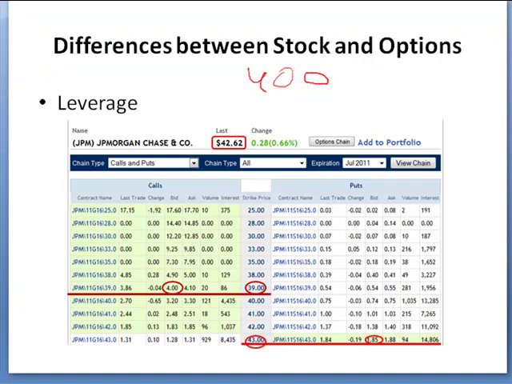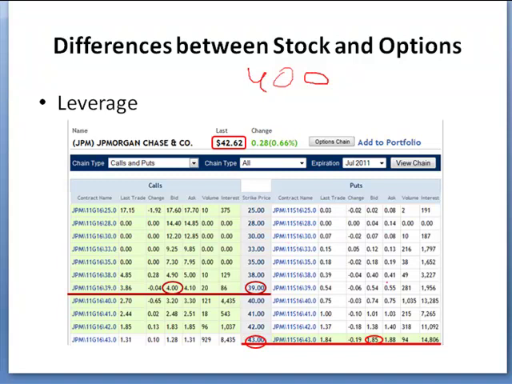Now let's say that you thought that the price was going to go down. You can always just short the stock, which is basically borrow the stock, sell it right away, and when the price goes down, repurchase the stock and give it back to the owner, pocketing the difference. Now that entails a lot of risk.